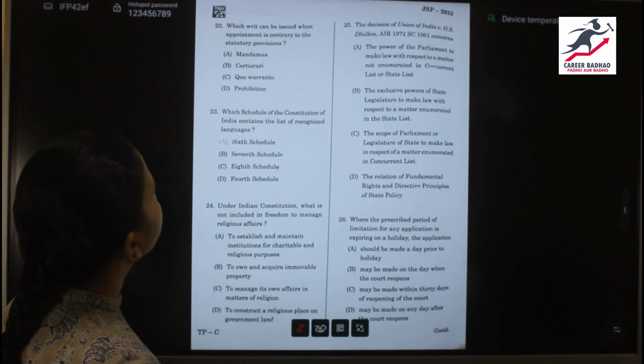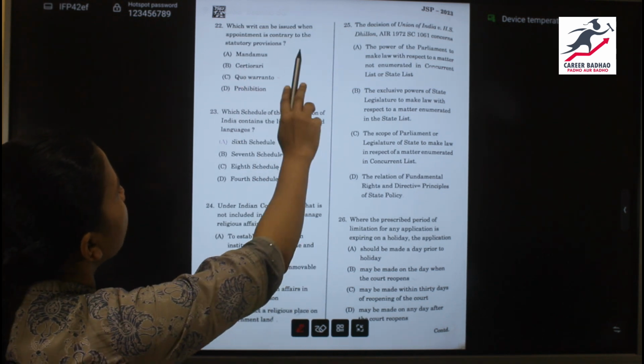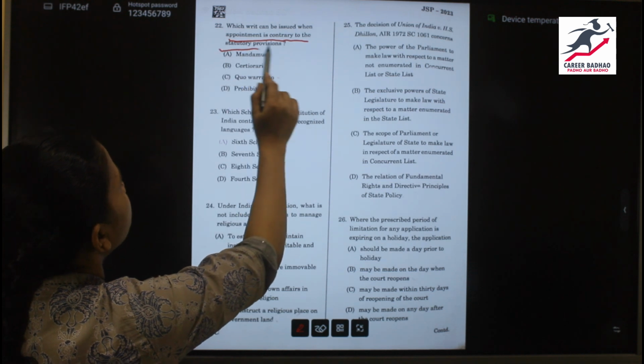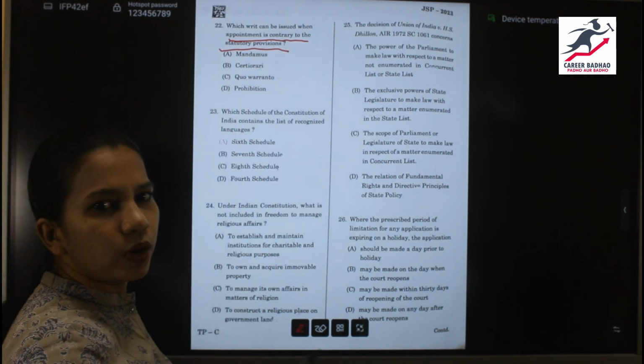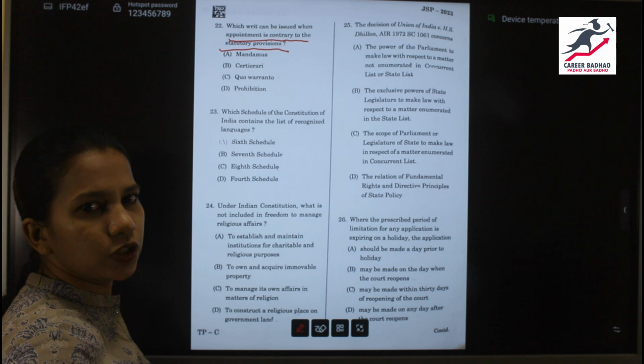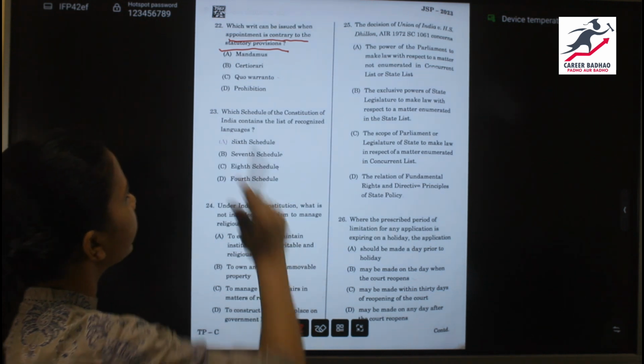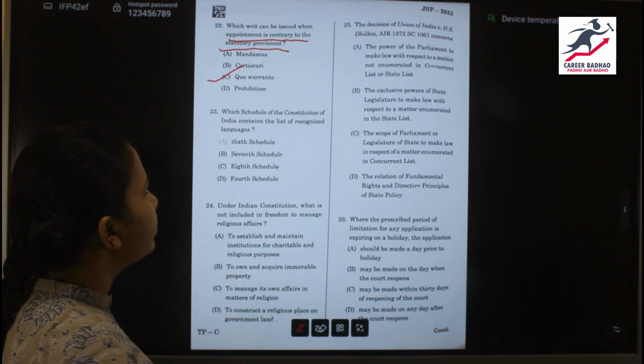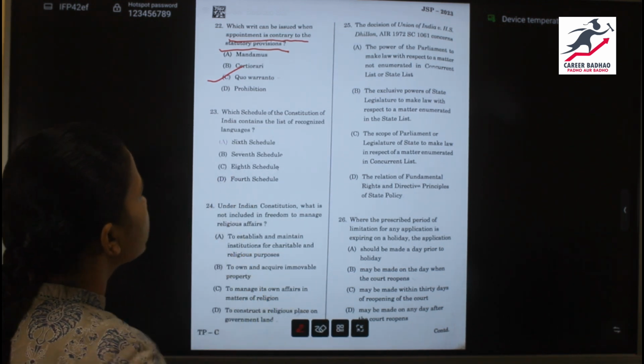Which writ can be issued when appointment is contrary to the statutory provisions? Here, when appointment is contrary to the statutory provisions, that means he is holding the position without any authority. So here the correct writ would be the writ of quo warranto: by what authority are you holding that position? Let's move to question number 23.